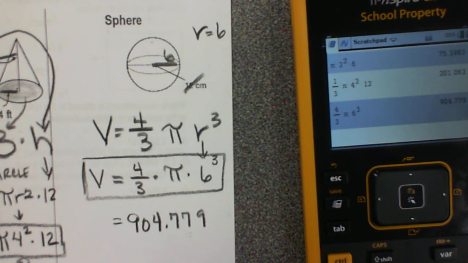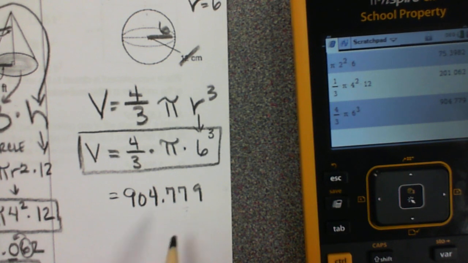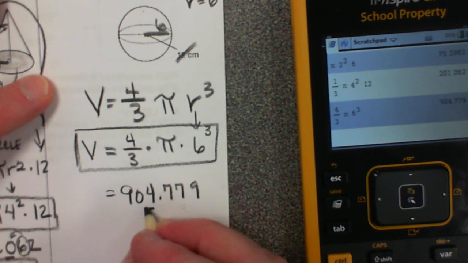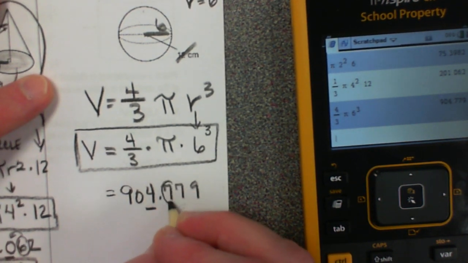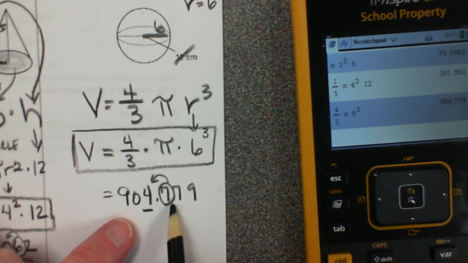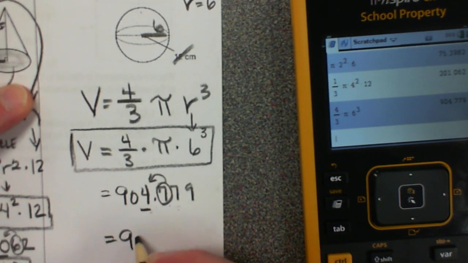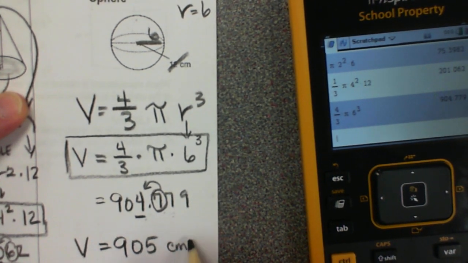Okay? So if I'm rounding this time to the nearest whole 1, which one of these is $1 at a time? It's going to change at $1 at a time. The 4, that's right. So I'm going to underline the 4. I'm going to circle the 7 after it and draw an arrow back. Is that big enough to change the 4? Yeah, so what's it going to become? 905. And that would be my volume in centimeters cubed.